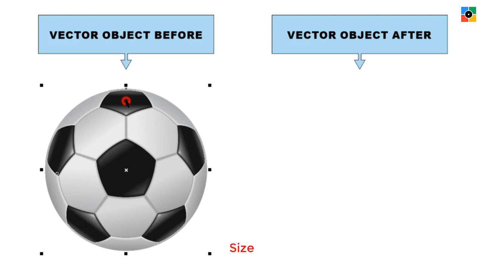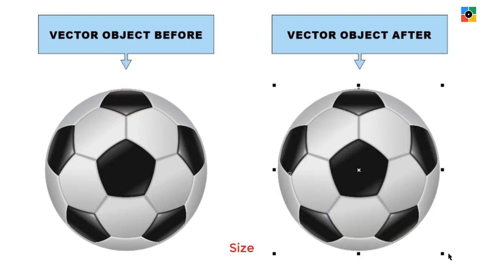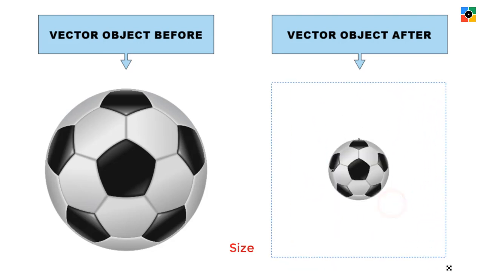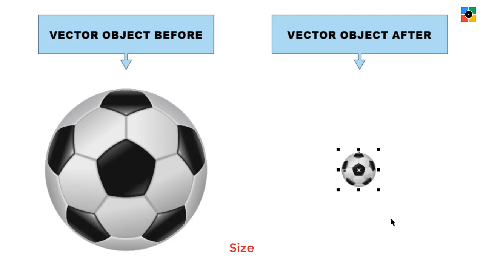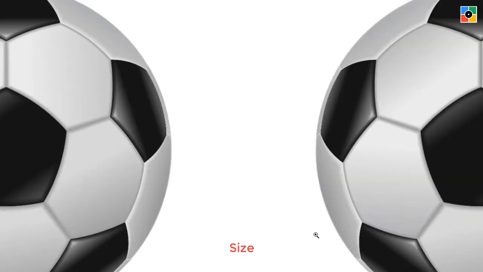I make a duplicate object of this vector object. I reduce its size, then increase its size. Again, I reduce its size, and then increase it. No matter how many times the size of a vector graphic object is reduced or increased, you can see here that the quality of the object remains the same.